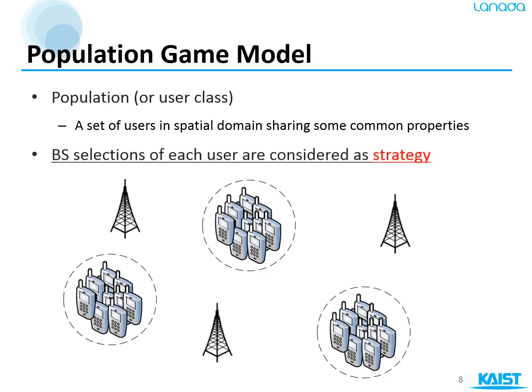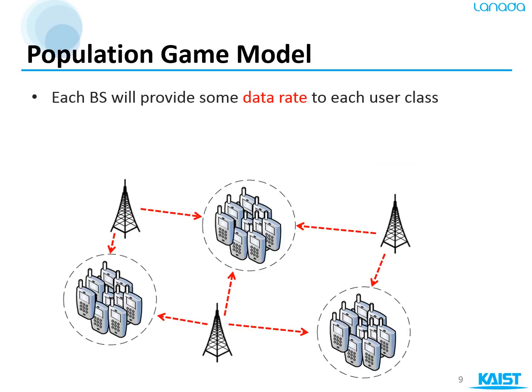The base station selection of each user is considered as strategy. For example, in a single population, a certain portion of the population can select a base station, and the other portion of the population can select another base station. So, when this kind of BS selection vector is given, each base station will provide some amount of data rate to each user class, and this data rate vector is the same within the user class.